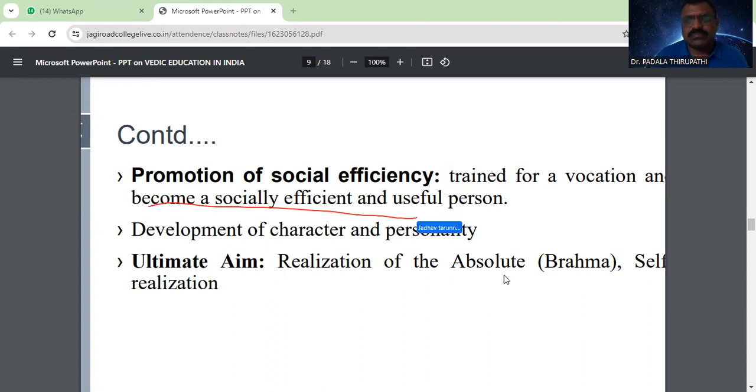So Jadhav, don't write on screen, just listen, my dear friend. Okay, good. So the ultimate aim is realization of the absolute, that is Brahma.